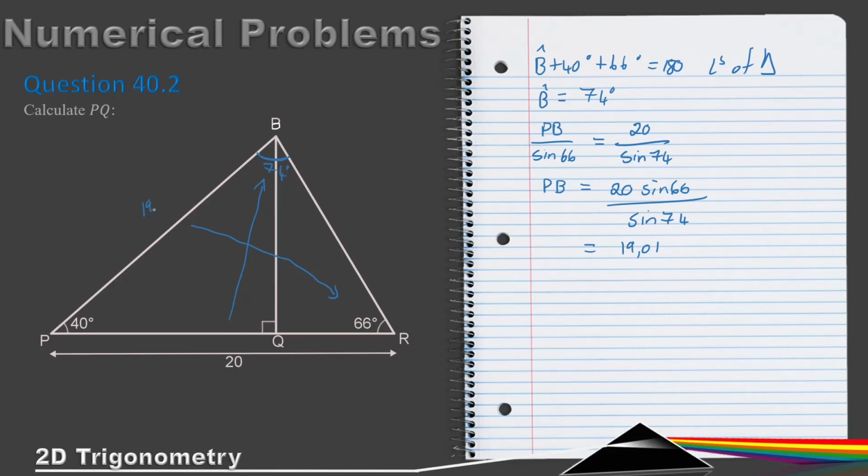So here 19,01, and then to find PQ, from this angle, this is the adjacent side and this is the hypotenuse. So we know adjacent and hypotenuse is cos. So cos of the angle 40 is equal to adjacent over hypotenuse. So this is going to be PQ over 19,01. And solving for PQ, I just take the 19,01 up, and we'll have PQ is equal to 19,01 cos of 40.